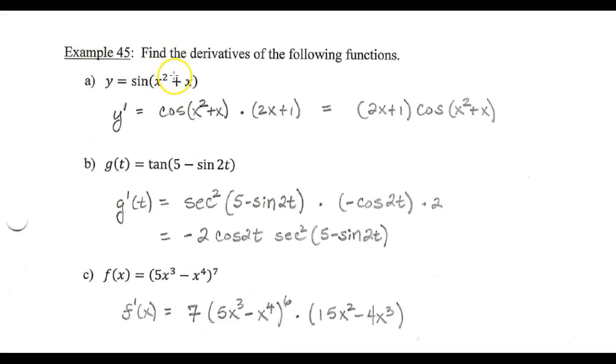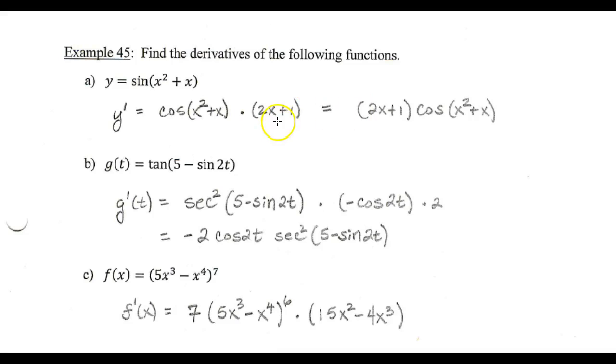The outside function of the inside function. So the way you take the derivative of this is you take the derivative of the outside, which is the derivative of sine is cosine, evaluated at the inside. So the cosine of x squared plus x times the derivative of the inside, and the derivative of x squared plus x is 2x plus 1.